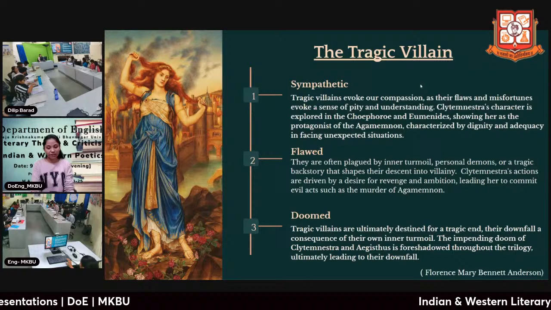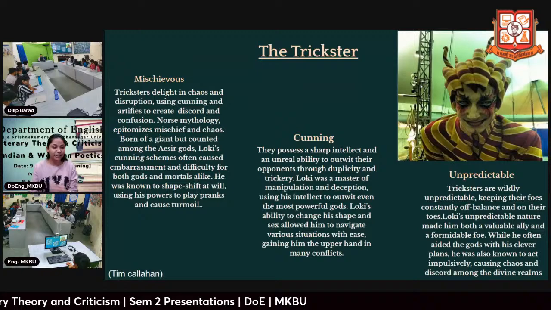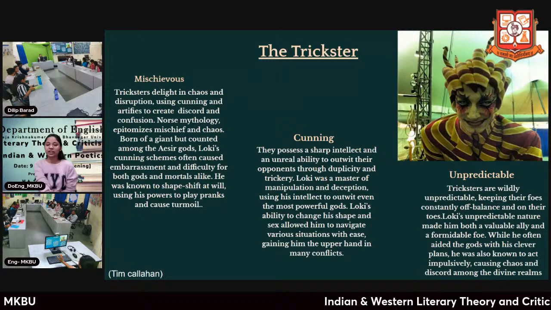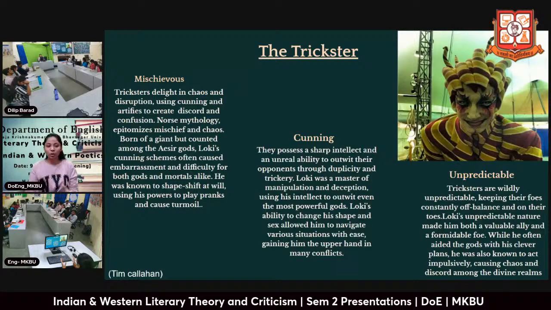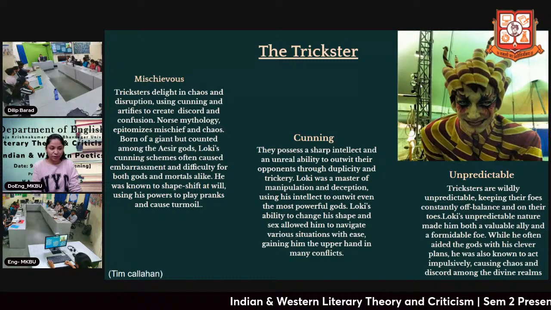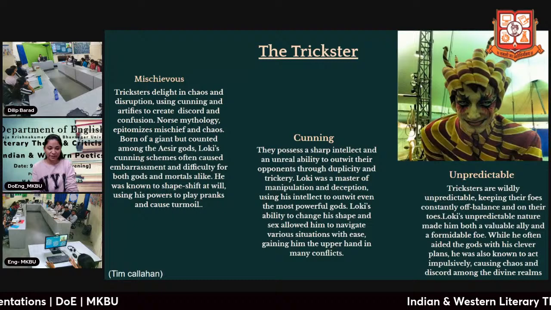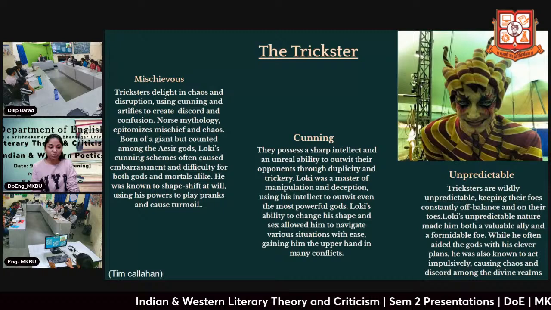The trickster also acts similarly, but I'll be doing it. Tricksters thrive in chaos and disruption, using cunning and artifice to create discord and confusion. In Norse mythology, here is also a mythological character, Loki, who plays tricky things even with the gods. Norse mythology epitomizes mischief and the chaos born of a giant, but counted among the Aesir gods. Loki's cunning schemes often cause embarrassment and difficulty for both gods and mortals alike. He was known to shapeshift at will, using his power to play pranks and cause turmoil.